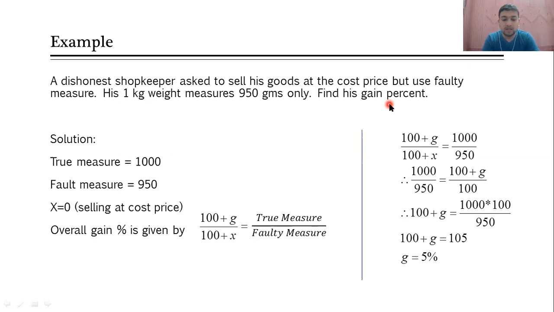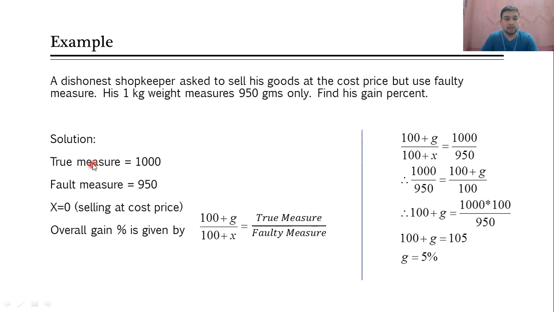So let's say there is one customer who comes and asks for 1 kg of sugar. As the instrument is faulty, at 950 grams only, that instrument will show that it's 1 kg. That means he's saving 50 grams of sugar for every 1 kg. That means he's gaining something. So that gain percentage we have to find out. Hope the problem statement is clear to you.